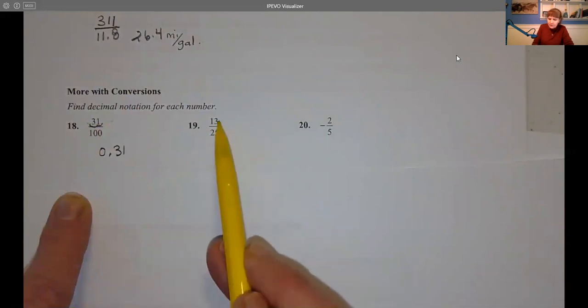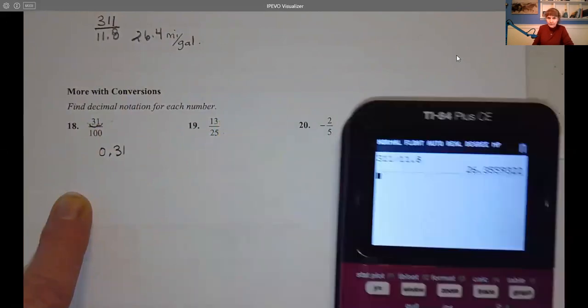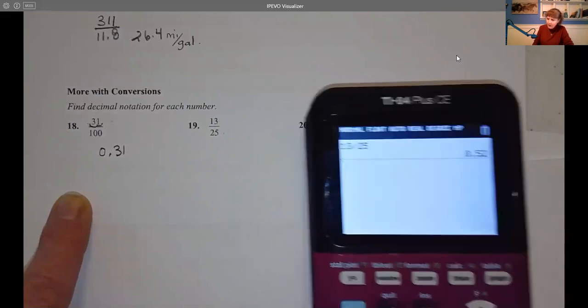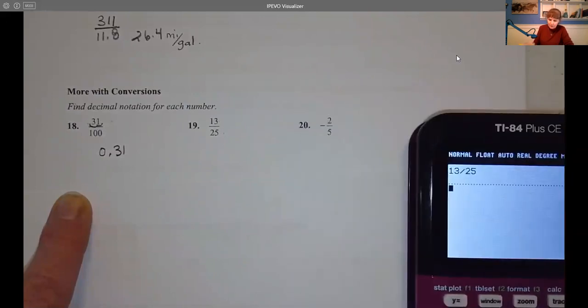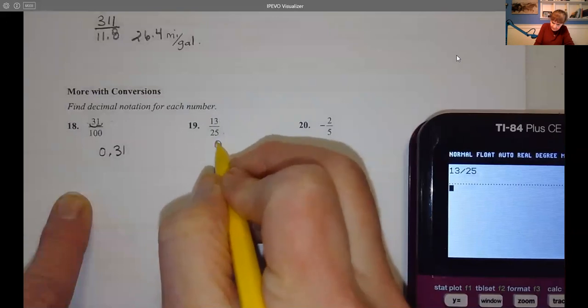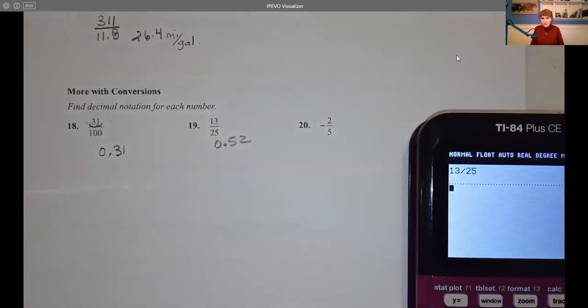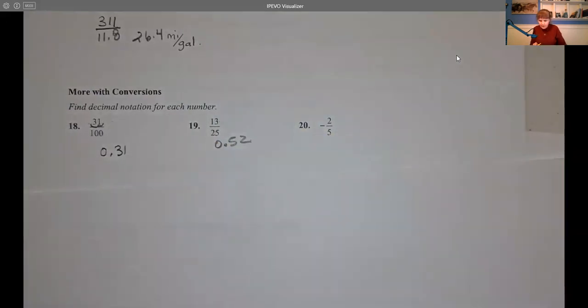Here, you can just take 13 divided by 25, which we've kind of been doing before. So 13, well, there's other ways, but I don't want to. Okay, 0.52. So you can go from a fraction to a decimal pretty easily, especially with the calculator.